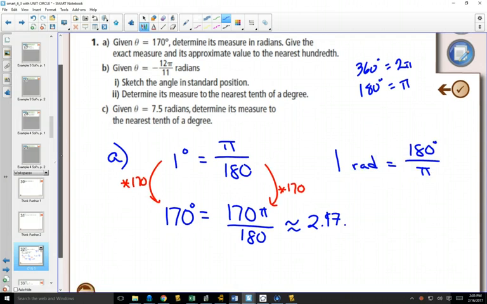Part B. Given negative 12 pi over 11 radians. So the negative means it's going in the clockwise direction. Can you visualize what quadrant that's in? Or is that hard to visualize because you're not used to radians?